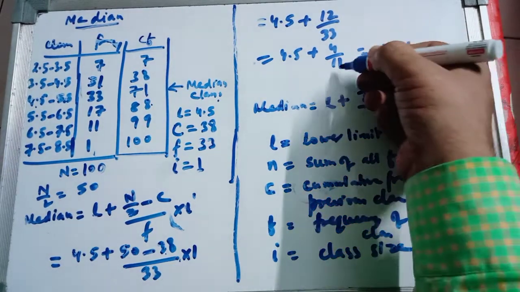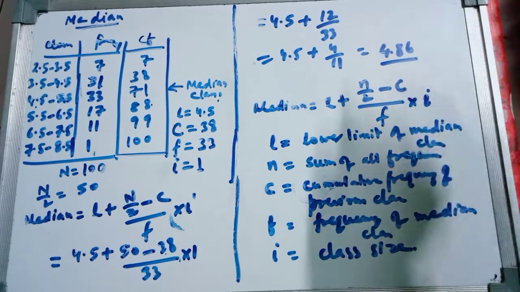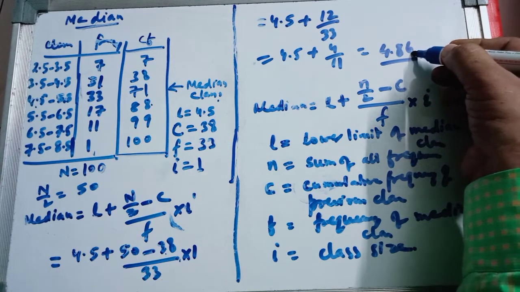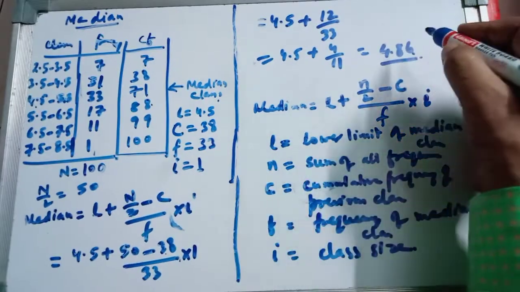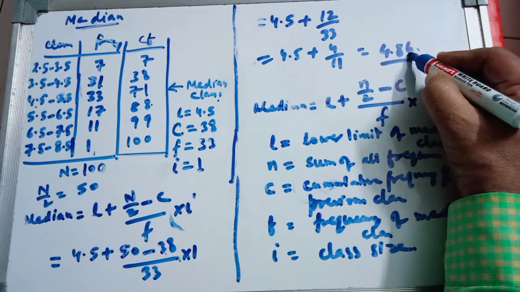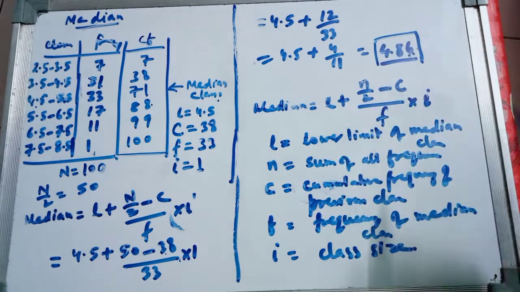Because it is dividing by 11, you will get more digits. It will not terminate after 2 digits, but you take the 2 digits and round it off. If the next digit is more than 5, you increase this digit by 1, and then this will give you the median of the given data.